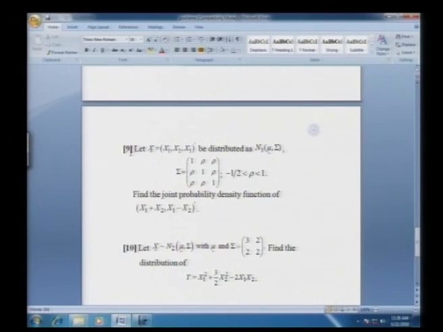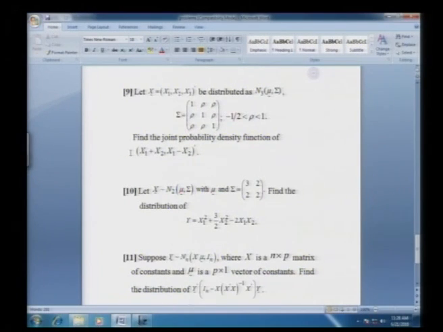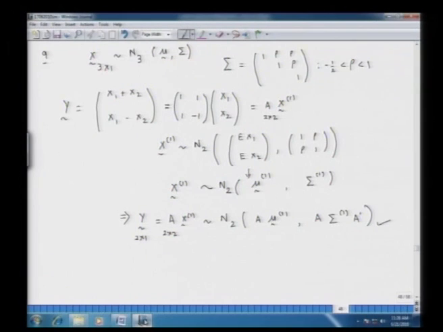Let us now look at the solution of problem number 10 and 11, which should complete the problems of this particular set. What is problem number 10? We have x, a multivariate normal in 2 dimensions, with this as its covariance matrix. We are trying to find out the distribution of this particular quantity.